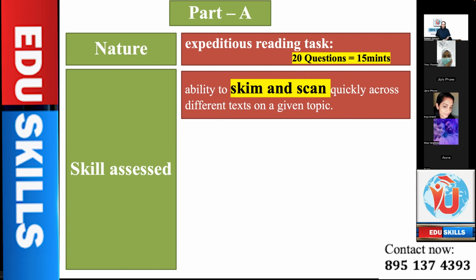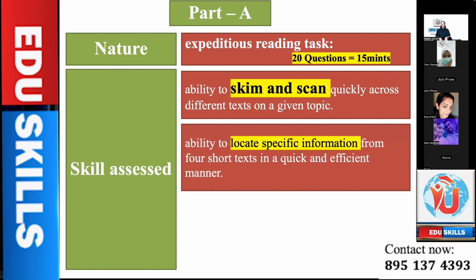So these are the skills assessed, and the ability to locate specific information from 4 short texts in a quick and efficient manner. Quickness and efficiency are the keywords here. Locate specific information, what's being asked. Maybe they are asking for a particular number, a particular percentage, a particular organ, or the name of a test, whatever. That has to be located immediately.